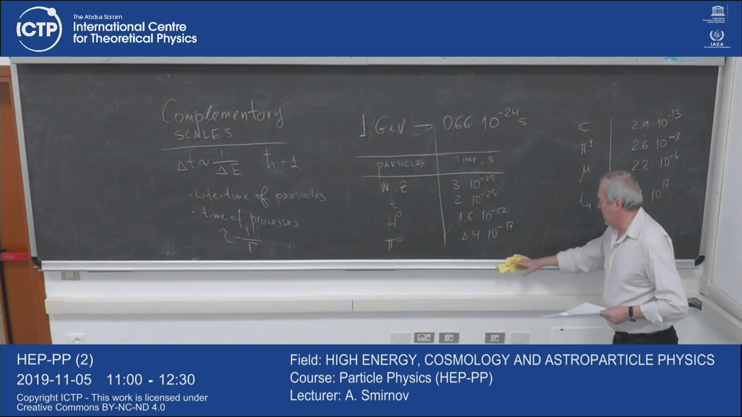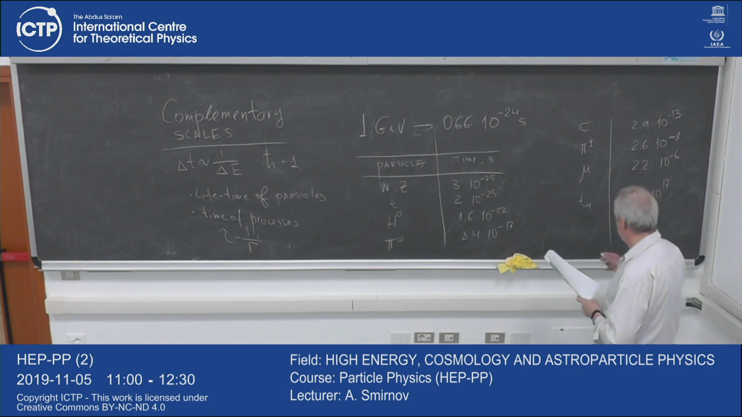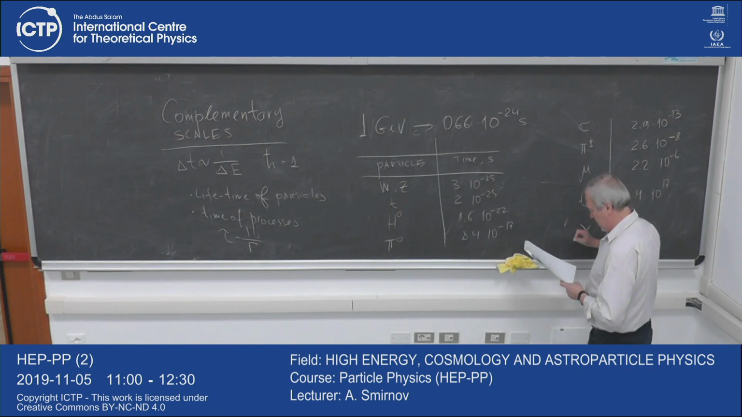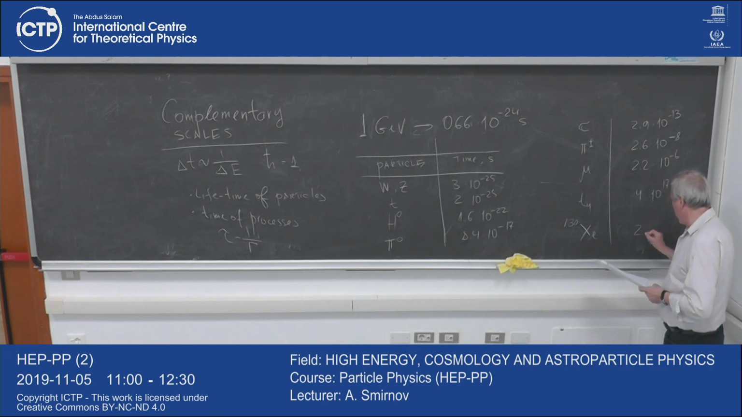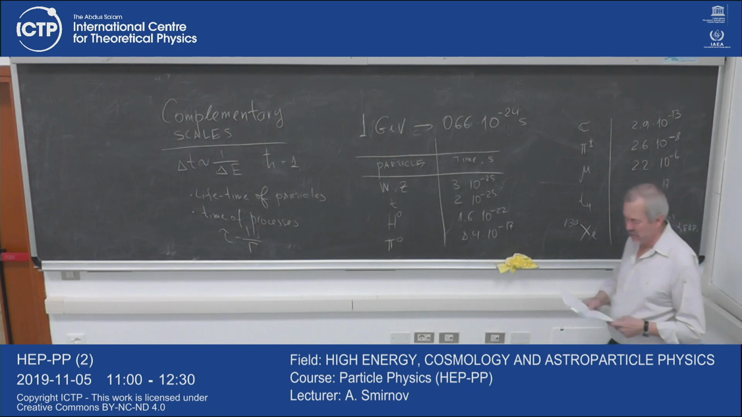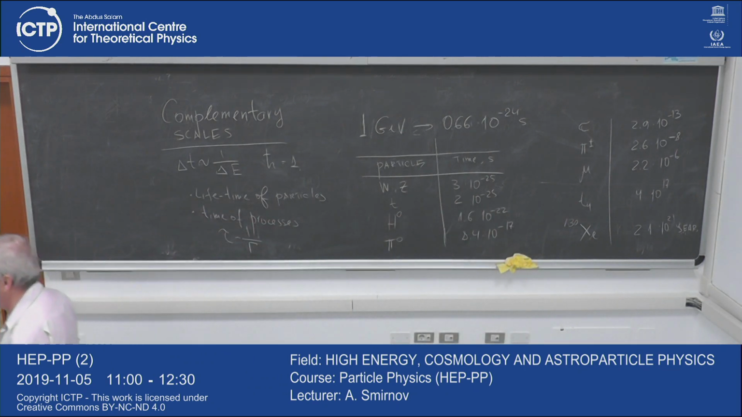One of the longest-lived nuclei which we have observed in decay, a double beta decay which I will discuss later, is xenon 130. It has a lifetime of 2.1×10^21 years, much longer than the lifetime of the universe. And then we have just lower bounds on particles like electron or proton.